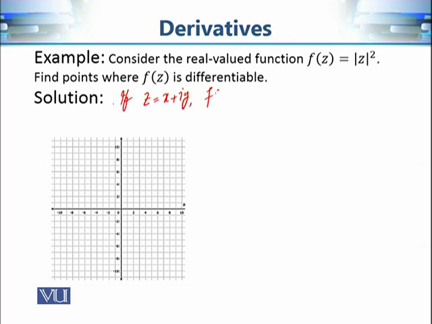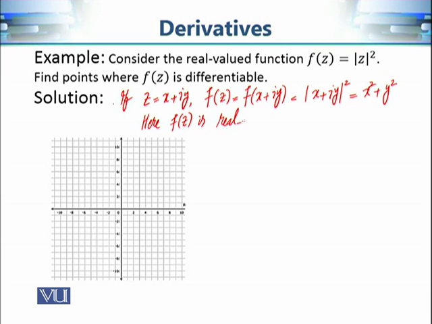Then f of z becomes f of x plus iota y, which is equal to mod of x plus iota y square. And we know that modulus is the square root of x square plus y square, and if we take the square, then it becomes x square plus y square. And we can easily see that it's a real valued function. So here f of z is a real valued function.